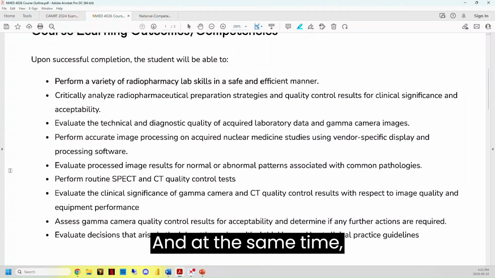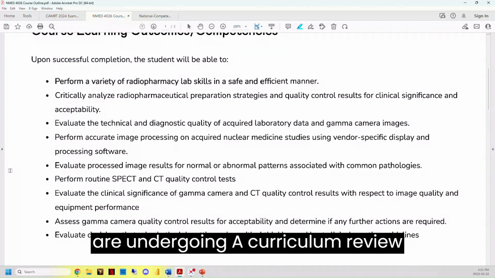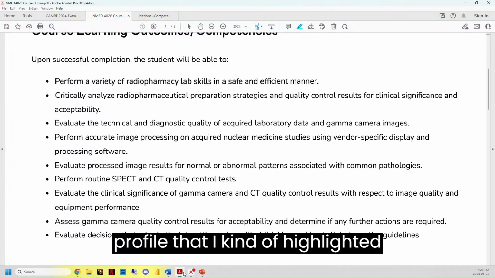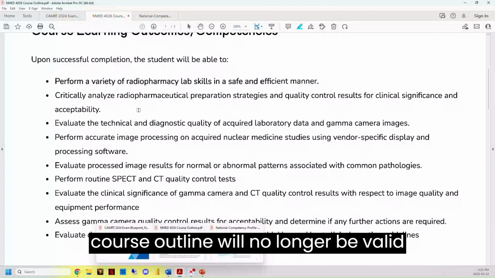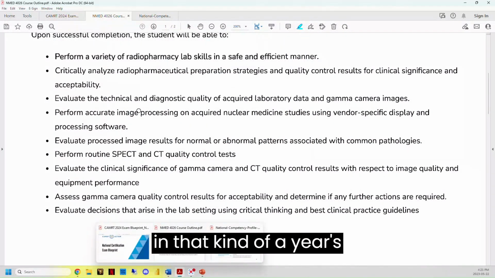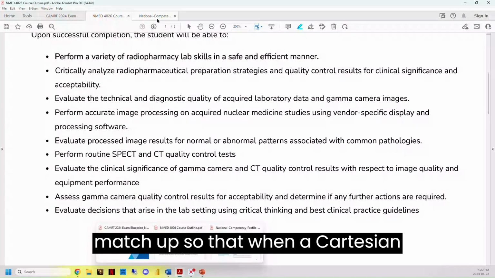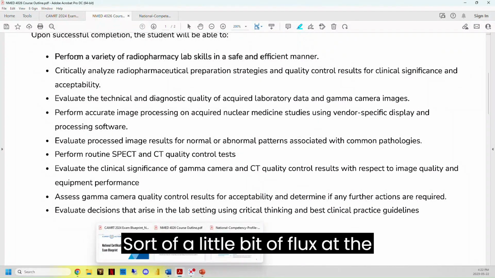And at the same time, the nuclear medicine program at BCIT is undergoing a curriculum review, curriculum change. And so this competency profile that I highlighted over here, as well as our course outline, will no longer be valid in a year's time. So what we are doing is changing things to match up so that when Accreditation Canada comes next, they're happy. So we're in a little bit of flux at the moment.